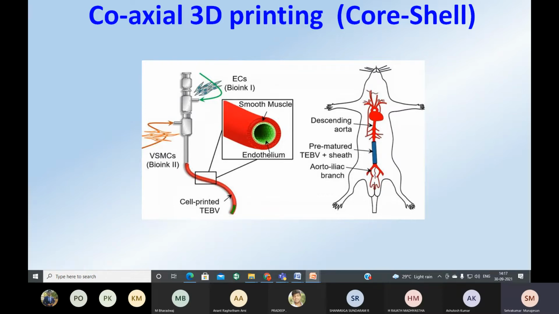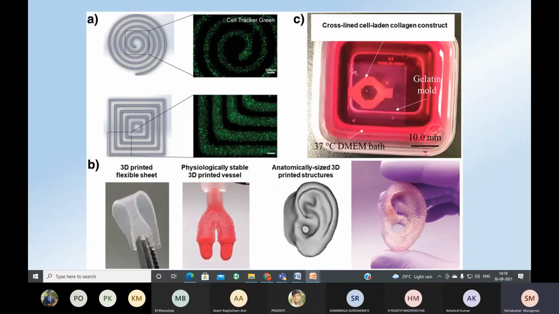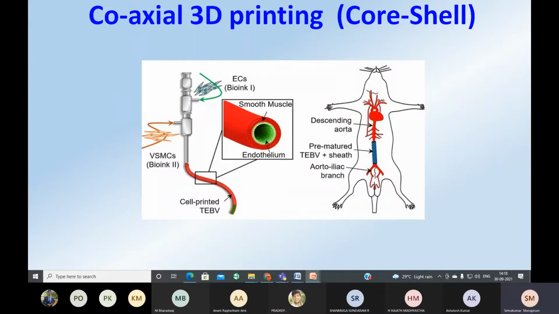So why fabricate this kind of thing? Because you have to mimic the native tissue architecture exactly, like what kind of cells they have and what kind of morphology, whether core-shell based or some multi-layer structures, etc. So 3D printing is one of the techniques that fulfills all those requirements. If you want to fabricate coaxial or core-shell structures, which have different porous structures, all those things we can do here.